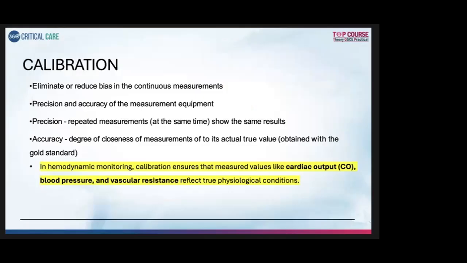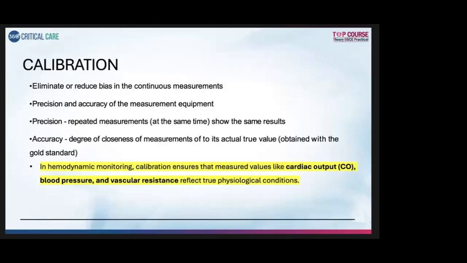Now, what is calibration? Calibration is something every monitoring device has to undergo to eliminate or reduce bias in continuous measurements. So it mainly concerns precision and accuracy. What is precision? When you measure repeatedly, it should show the same results. And what is accuracy? It is when you measure a value, it should be close to the actual true value, which is obtained as a gold standard.